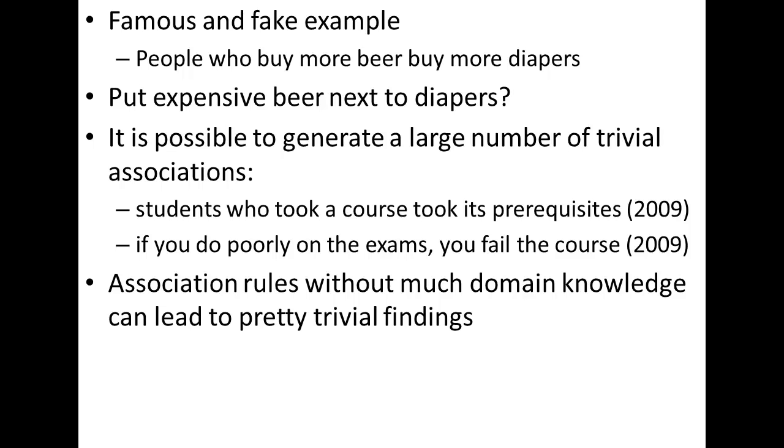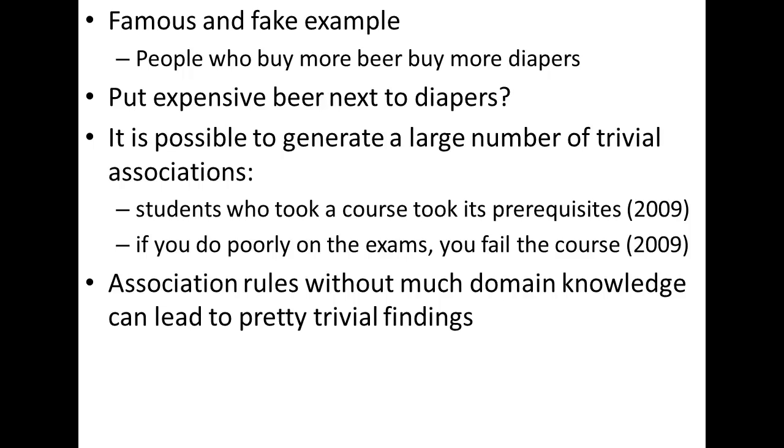It's possible to generate a large number of trivial associations. For instance, there are some papers in the educational domain which are using association rules and which are stating things like students who took a course took its prerequisites. Well, of course they did. They had to. Or if you do poorly on the exam, you fail the course. Well, naturally, because exams are what are used to calculate the course score.